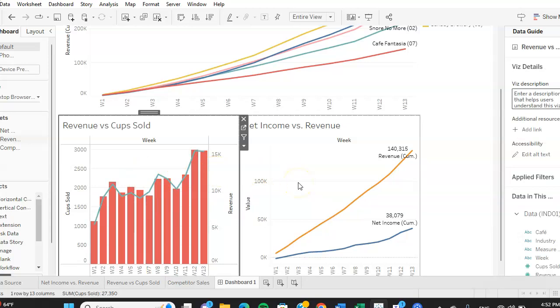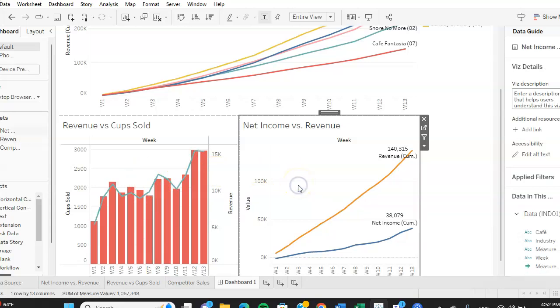Then we can look at the total net income versus the revenue made in our business, which makes sense given that our revenue is much higher cumulatively than our net income. This is because our business has other expenses that we have to pay for, such as rent, advertising expenses, or just in general, the cost of goods sold and everything.